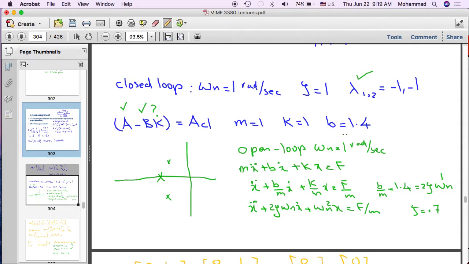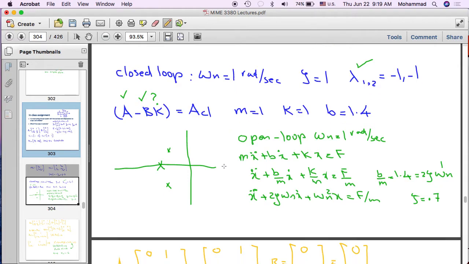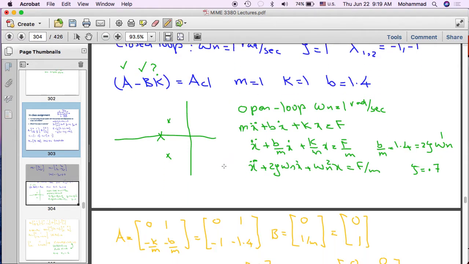Or have we already solved this previously? Output feedback. When you worked on the quiz, did you come across a complete solution of this system with output feedback only? You didn't take the quiz, any of you? Or you don't remember? Did you see the solution of this with output feedback only?